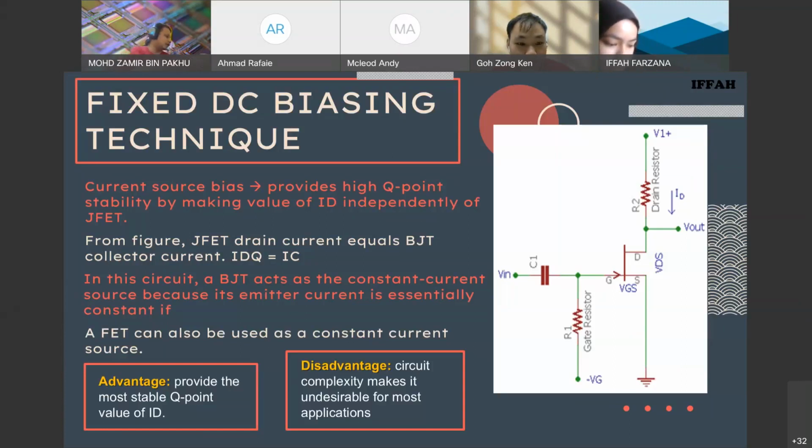Can you find anything on Q? It's a state. It is a steady state DC voltage. Steady state. Provide the most stable Q point of value. Q point for ID, right? Steady state ID. So there's no specific term for the Q there.